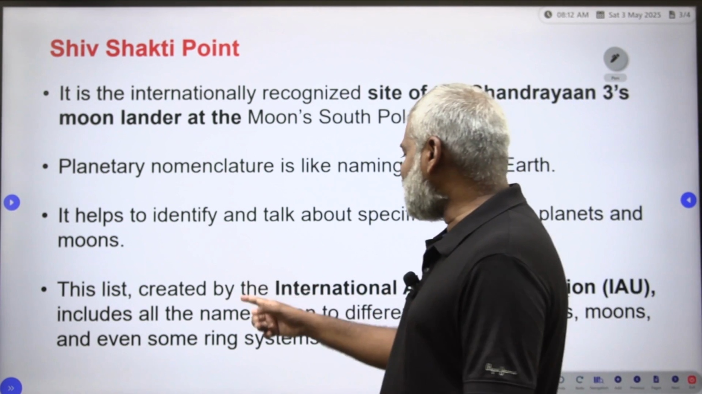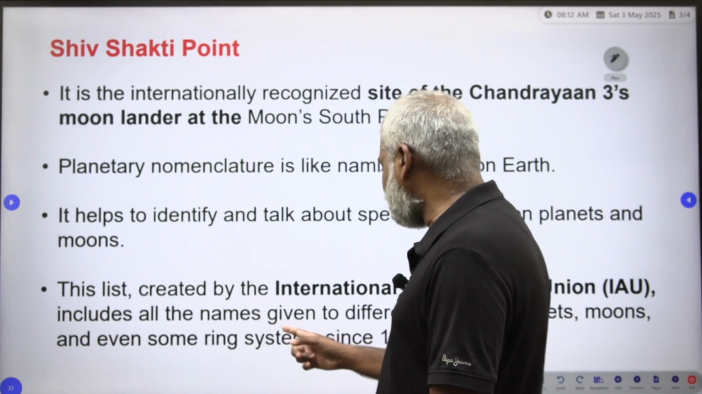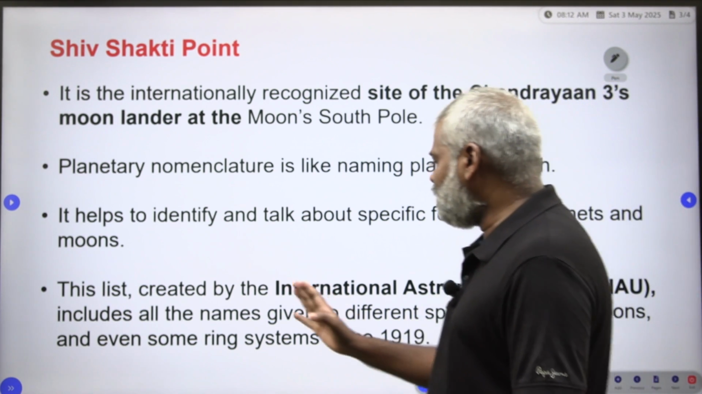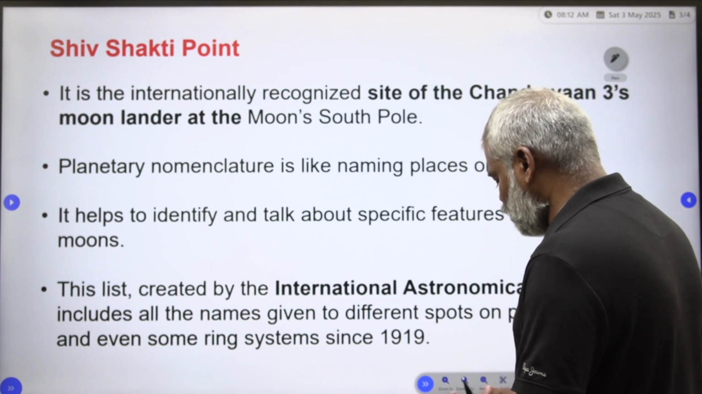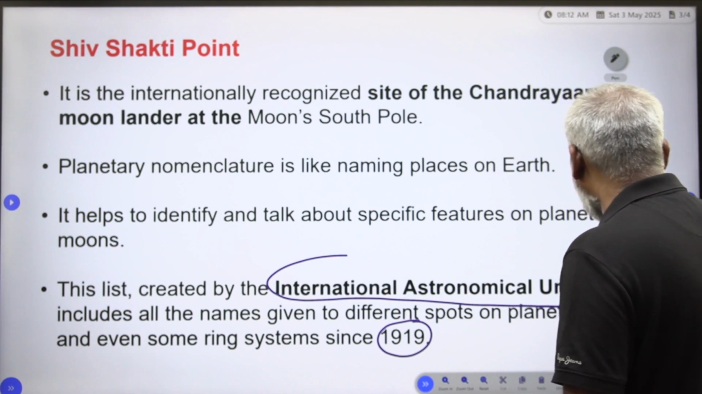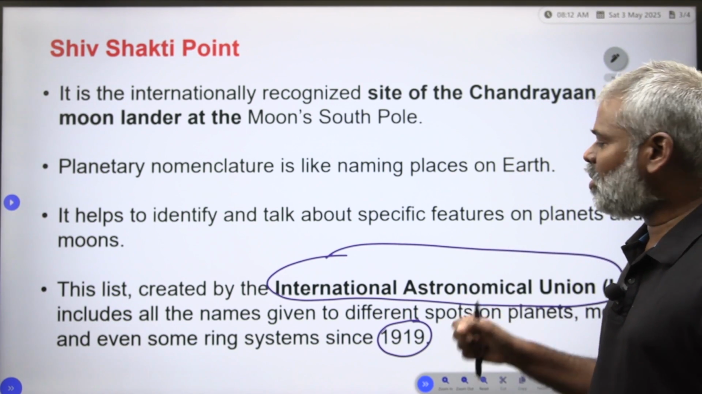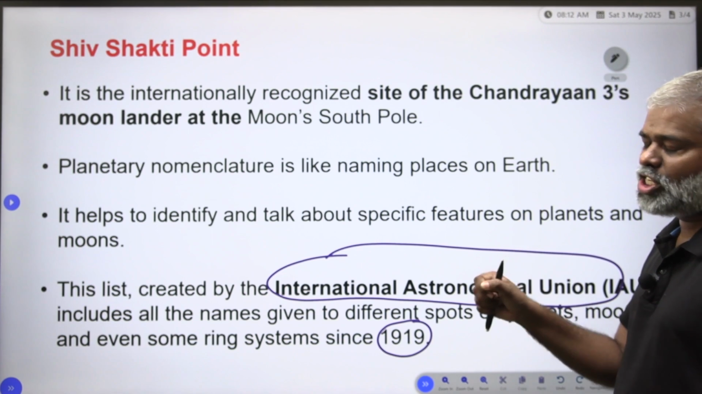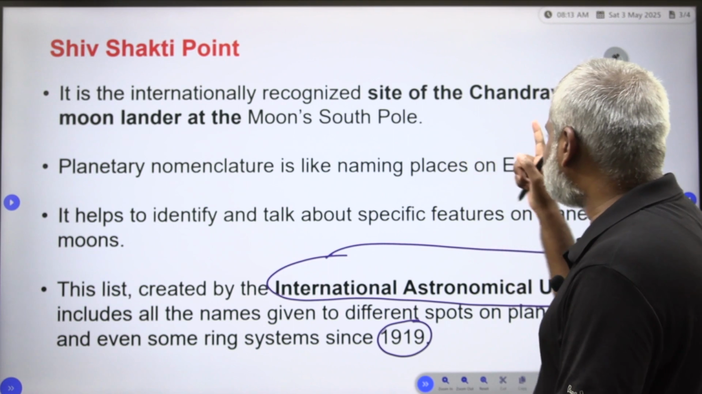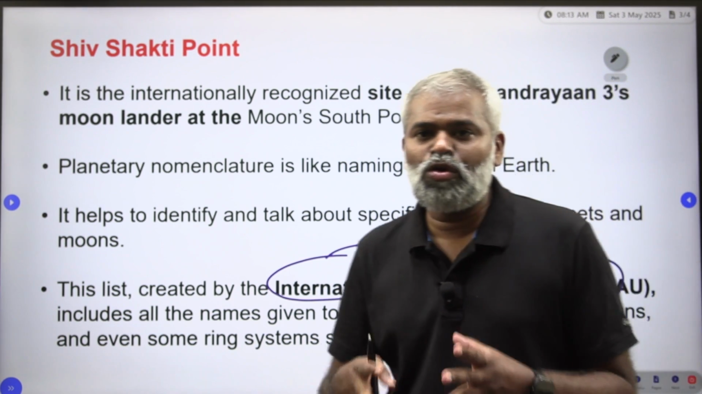This list created by the International Astronomical Union includes all the names given to different spots on planets, moons, and even some ring systems. Since 2019 onwards, the International Astronomical Union is giving these names. One of the names is Shiva Shakti point. Where is it? It is the internationally recognized site of Chandrayaan 3's moon lander at the moon's south pole.